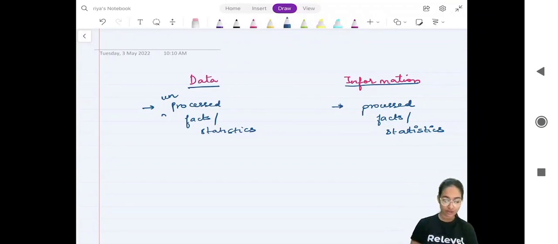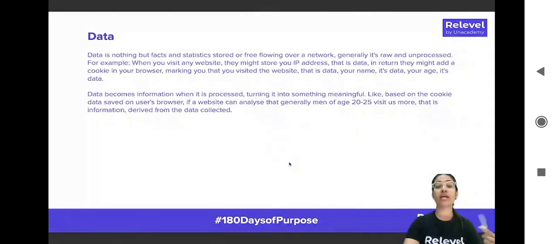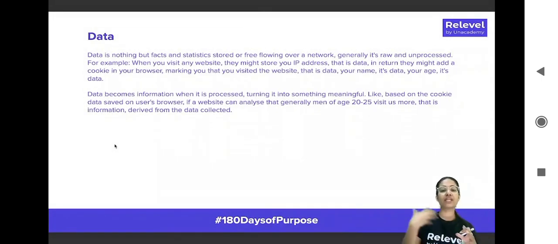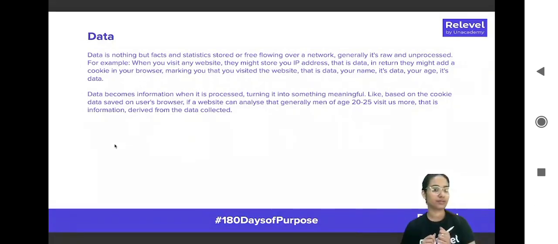So that's one of the key differences between data and information. That is why it says data becomes information when it is processed, and it turns into something useful, where the website can actually use that data now instead of just keeping it raw and unprocessed.